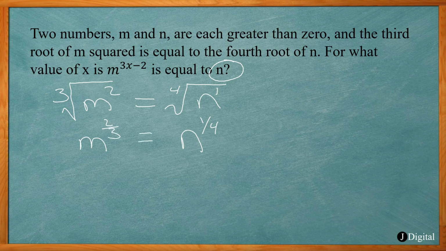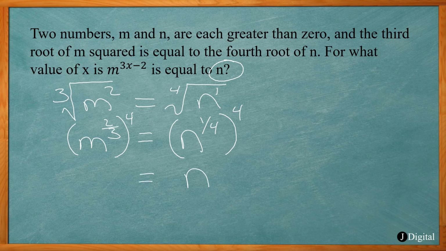If I want to get n to the first power, I'm going to have to take that to the fourth power. And when you do it to one side of the equation, you've got to do it to the other side, so raise it to the fourth power. So n to the 1/4 times 4. And when you have an exponent raised to another exponent, you multiply them together. 1/4 times 4 is 4 over 4, or just 1. So you get n to the first power.